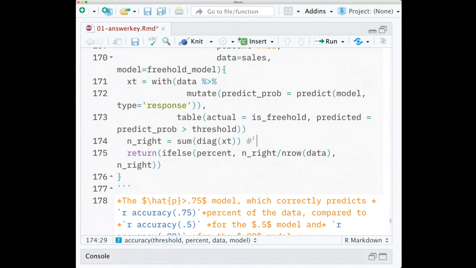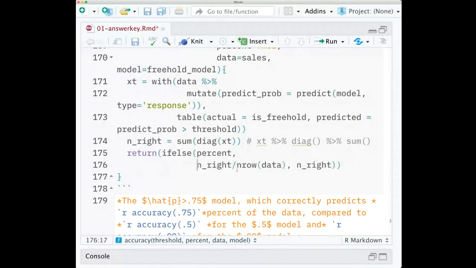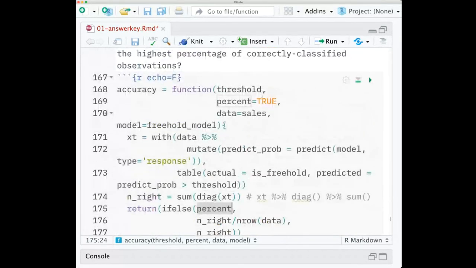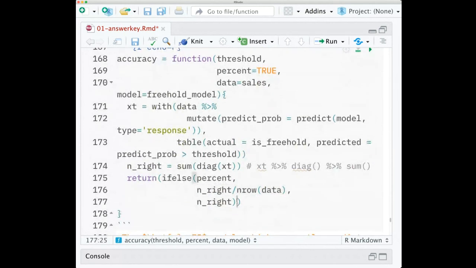If you wanted to write that in pipe, I think it would be something like xt piped to diag piped to sum. Whichever one you think looks better, you can do. Then I'm returning the percent if my percent argument is true. If I've set this option to true, I'm returning the percent of things that I've classified right. Otherwise, I'm just returning the number that I got right. So that's all the function does.